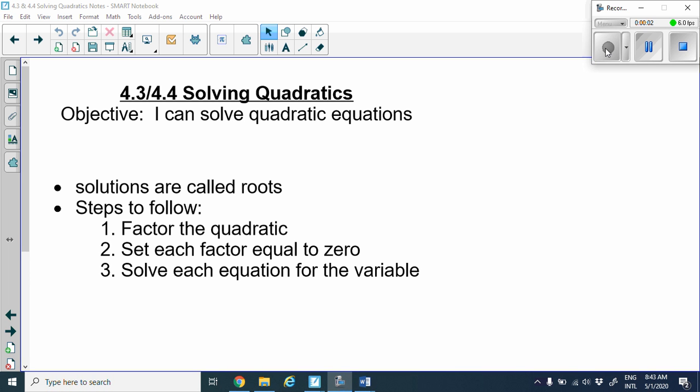So here's the notes for 4.3 and 4.4. We are solving quadratic equations. So we're going to be using the idea of factoring and use that to solve quadratic equations.